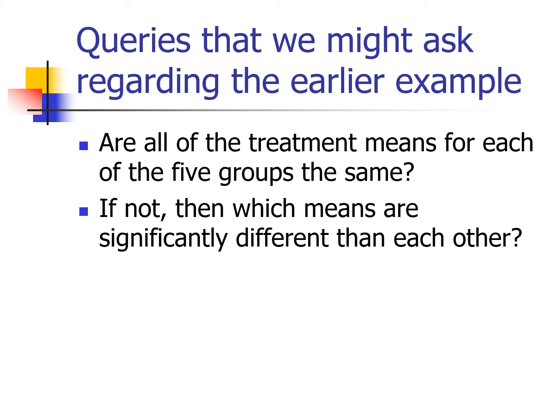Now, what are some questions that we might ask? Well, one pretty straightforward question is, are all of the treatment means for each of the 5 groups the same? That is, do they all behave the same, or, the negation of that, are some better than others? And if they're not the same, which are in fact the better ones?